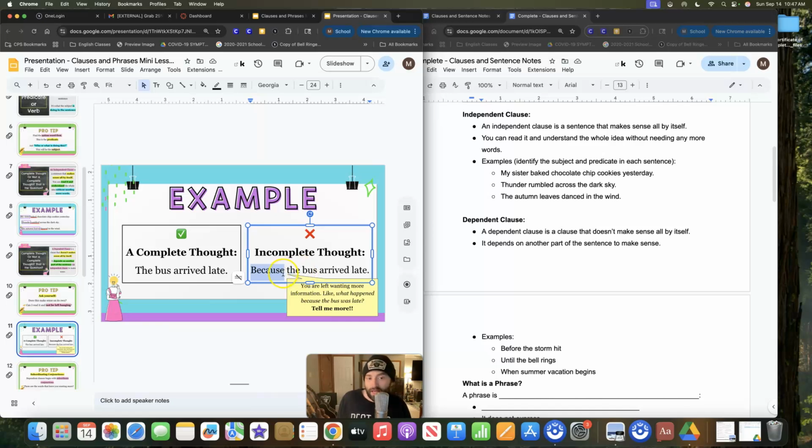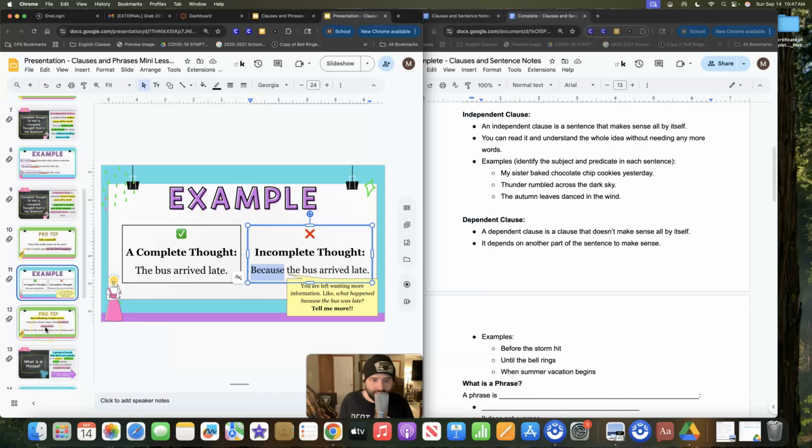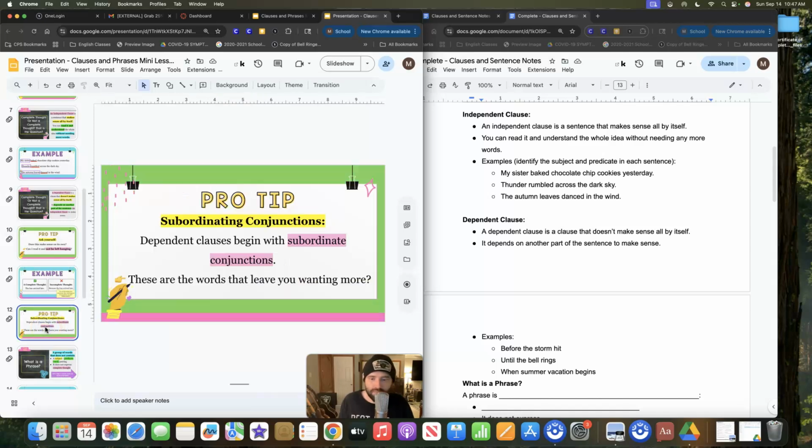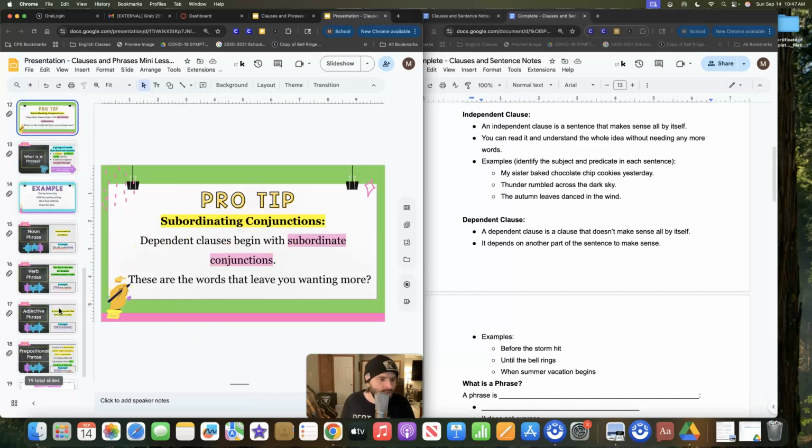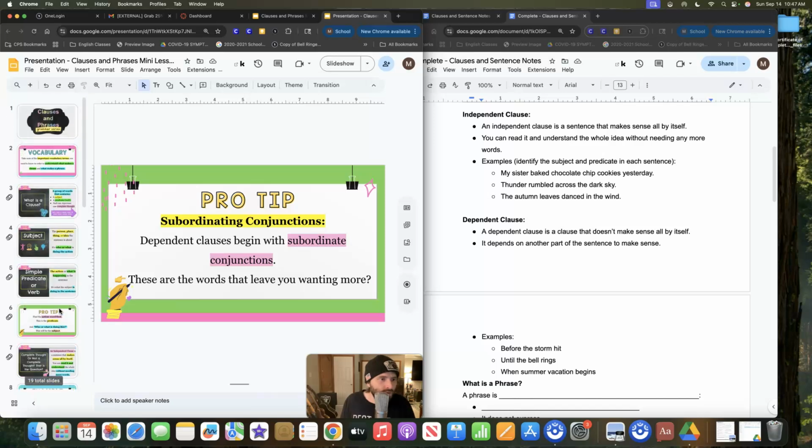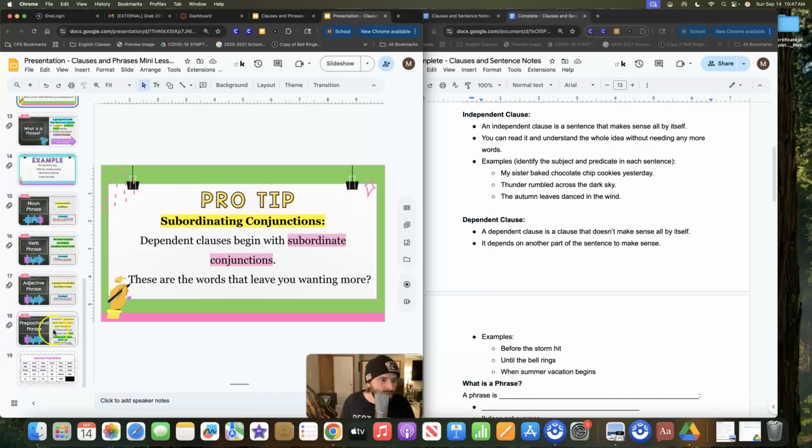There's a lot of things that are left hanging here because we don't know what the answer to this is. That's what makes it dependent. So dependent clauses begin with these things called subordinating conjunctions, which I thought I put in here for you all, and I didn't for some annoying reason.